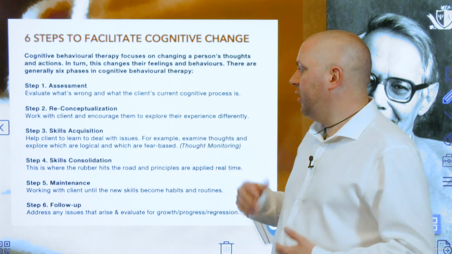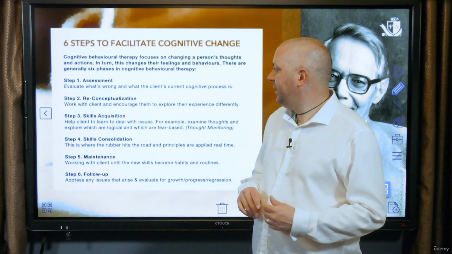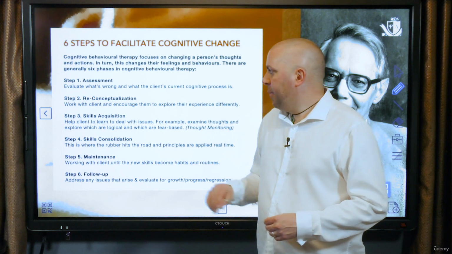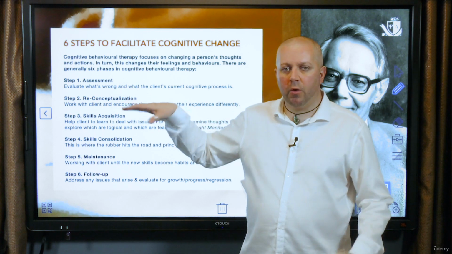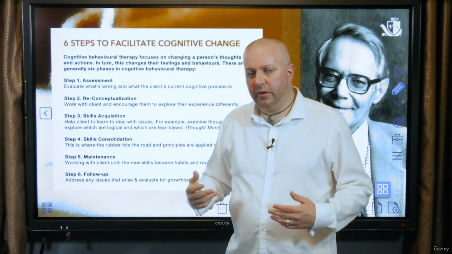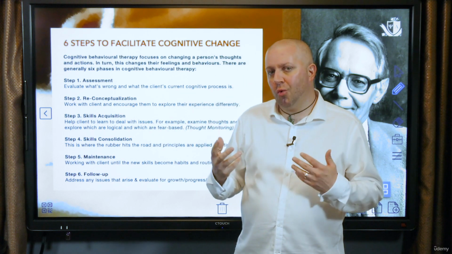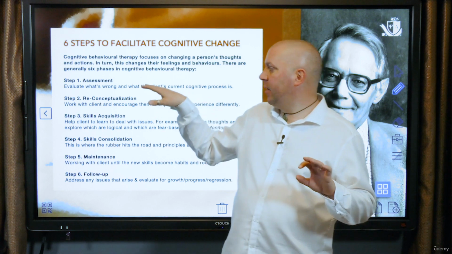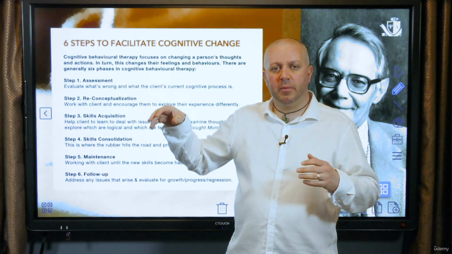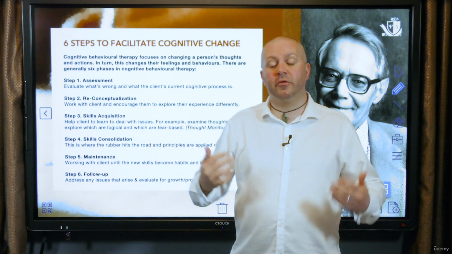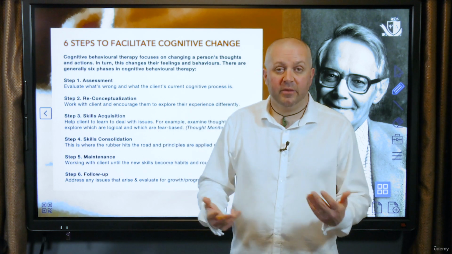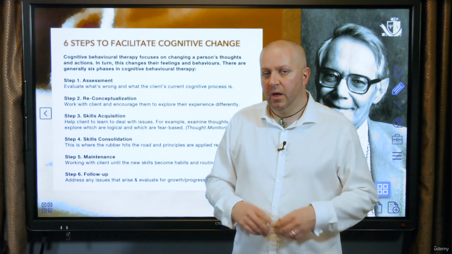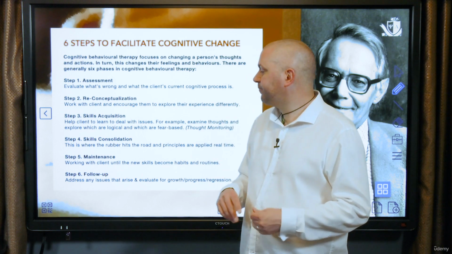Step number 1, assessment. We've got to evaluate what's wrong and what the client's current cognitive process is. Now, when I say evaluate what's wrong, it might seem a little bit negatively focused. Remember, CBT is a goal-oriented, goal-focused form of therapy. So sometimes evaluating what's wrong might just be evaluating what the goal is, or what the reason is why the client is coming to you for some CBT or for some help, insight, support, coaching, however you package your offerings.